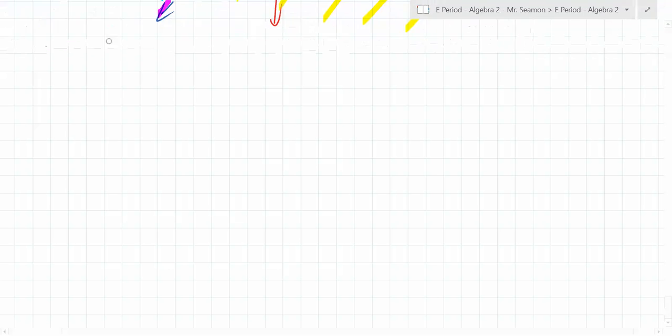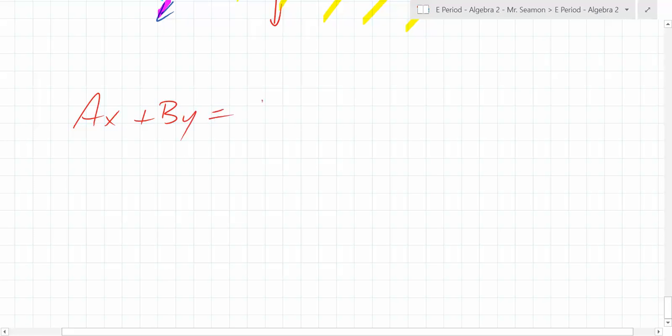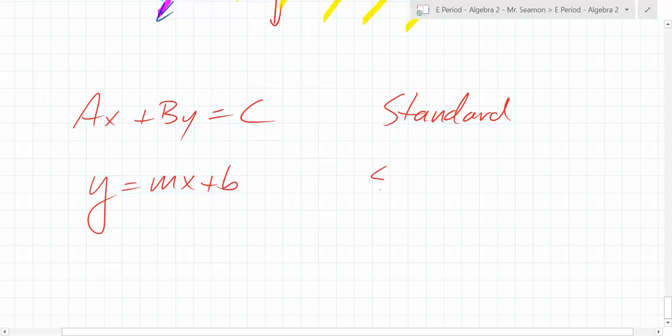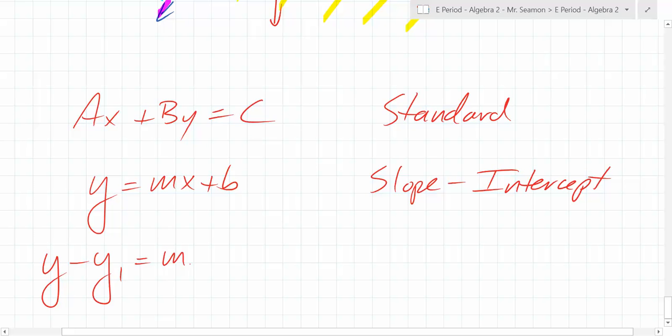What's this called? Ax plus By equals C. What is that? Standard form. What about this? y equals mx plus b. Slope-intercept. And y minus y1 is equal to m times x minus x1. What is that? Point-slope.